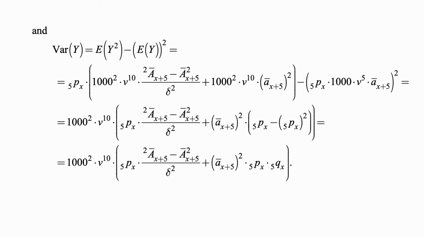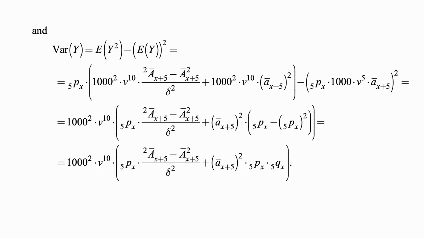And finally, the variance of Y is E of Y squared minus the square of the mean. Well, we plug those in. We just calculated E of Y squared. We subtract the square of E of Y. So we have to do a little bit of work to calculate all that, but there is a common factor in all of this, 1,000 squared times v to the 10th. And then we combine all the terms, and we get the expression that you see here. Notice that we have this peculiar expression 5p_x minus (5p_x)², which is 5p_x times (1 minus 5p_x), and of course 1 minus 5p_x is 5q_x.